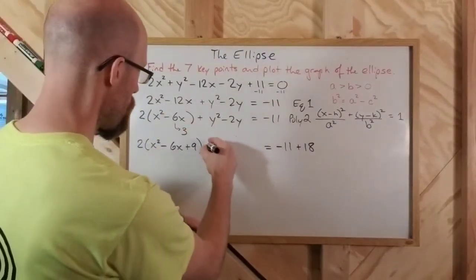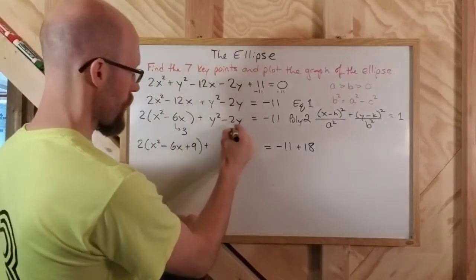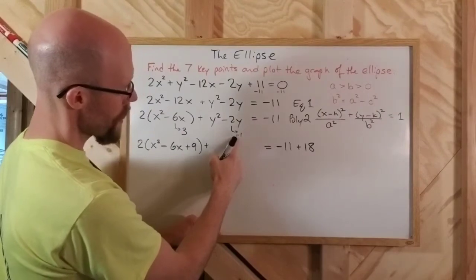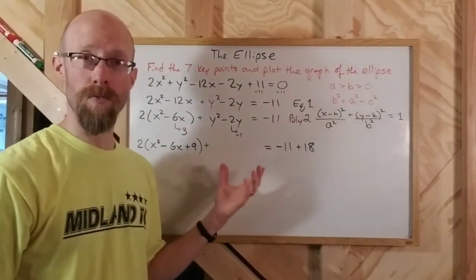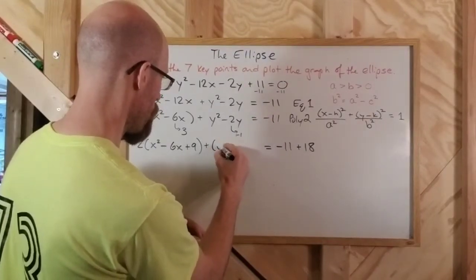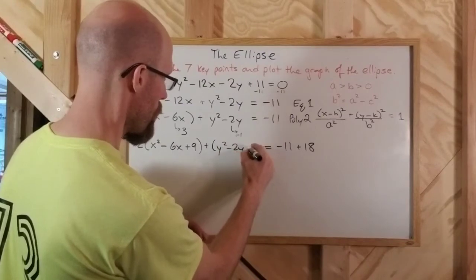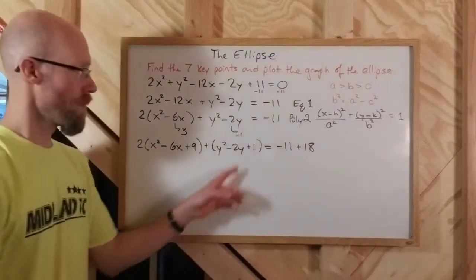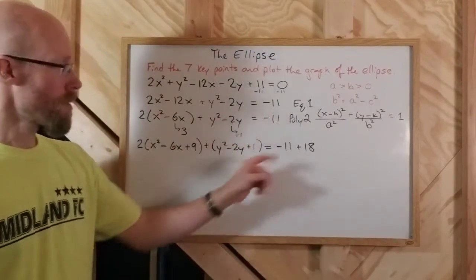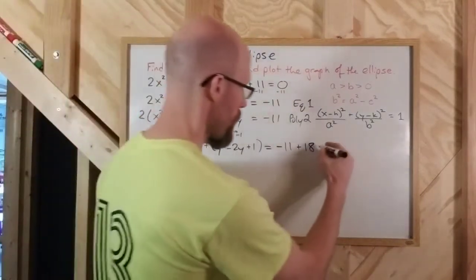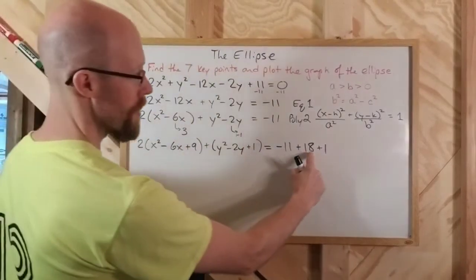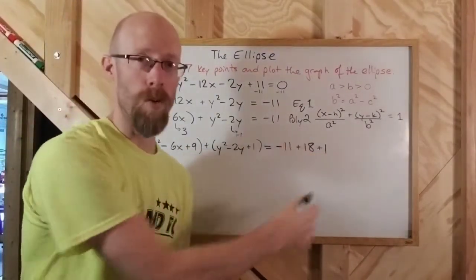Now let's look at the y's for a moment. Again, if I cut this in half, I get a -1. If I square that -1, I would get a +1. So my quantity here is going to be y squared minus 2y plus 1. Now, I'm adding a 1 on the left side that wasn't already there, which means I also have to add that to the right side. Right? So I added an 18 and a 1. On the left, I have to add an 18 and a 1 also on the right. Right?